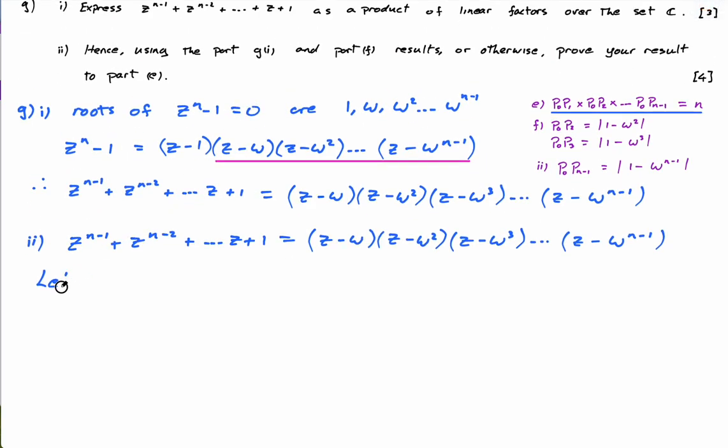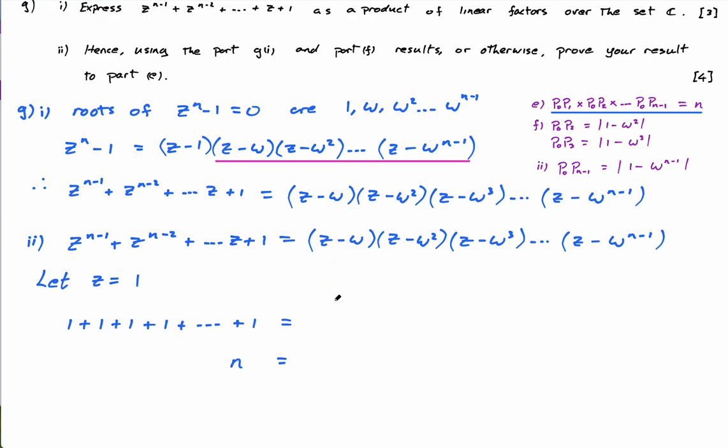We are going to let z equal 1, because that will give me my 1 minus omega, my 1 minus omega squared, my 1 minus omega cubed. And if I let z equal 1 here, I'm going to get 1 plus 1 plus 1 plus 1 plus dot dot dot plus 1 equals, how many of these are there? Well, there's n of them, because there's all the way up to n minus 1 plus another one here. So there's n ones. So that actually equals n, which is nice, because that's what we're trying to prove.